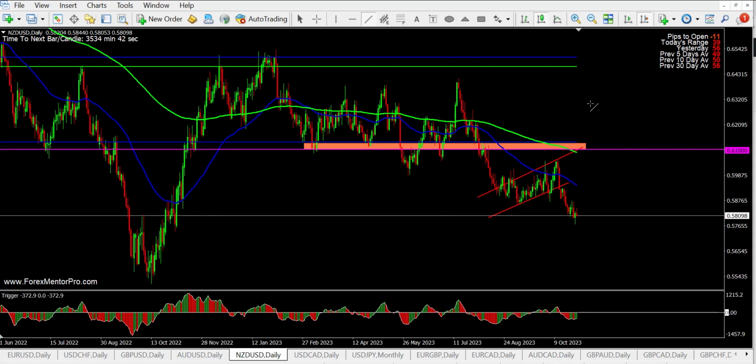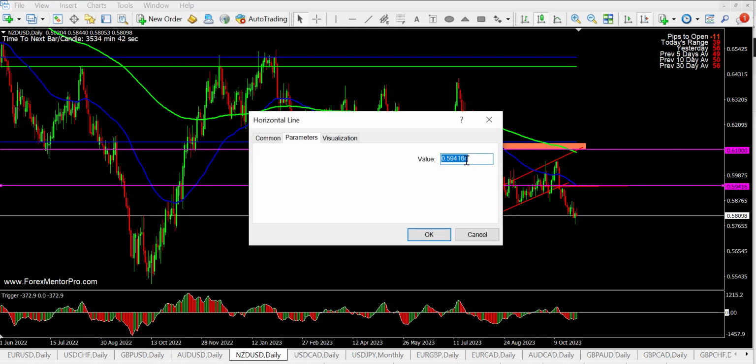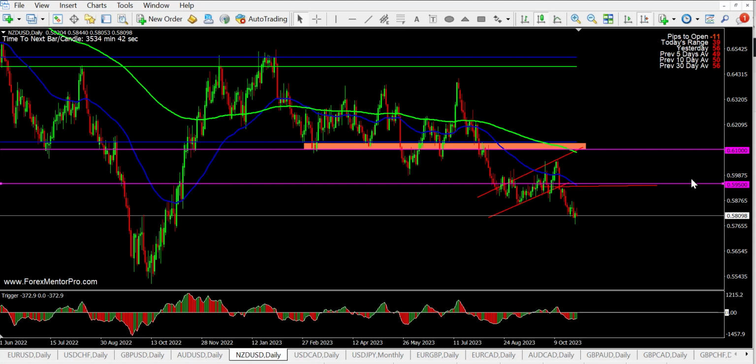New Zealand USD, nowhere near anything, to be honest. Again, same idea. You could look to short at this 55 there on the shorter time frames at around spot 595. Let's just round it up neatly. Yeah, so the spot 59500 area to short.